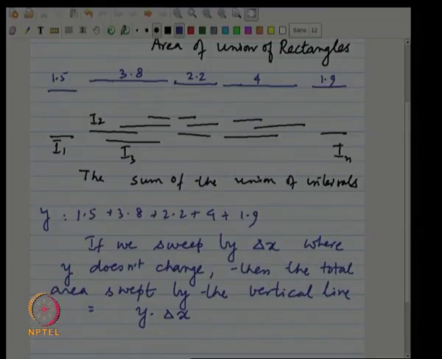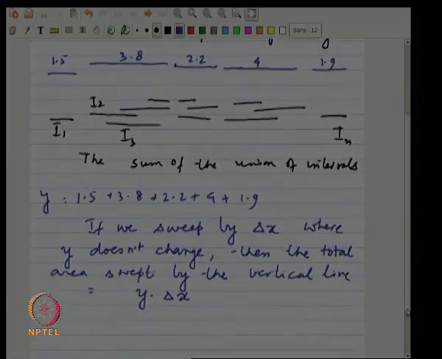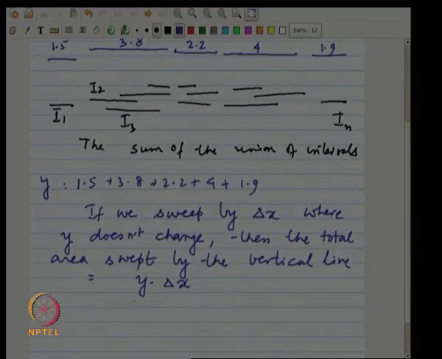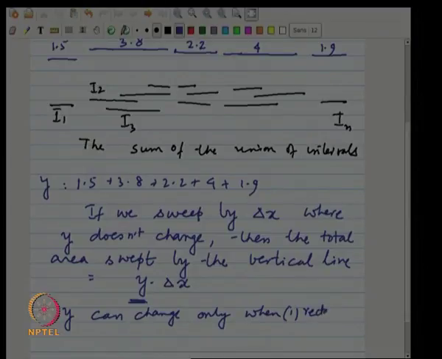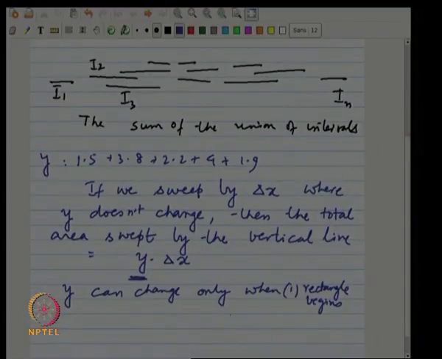So, it appears that we have now reduced the problem of computing the area of rectangles to one where we want to keep track of this y, where y does not change, and y can change only when one, a rectangle begins, and two, a rectangle ends.